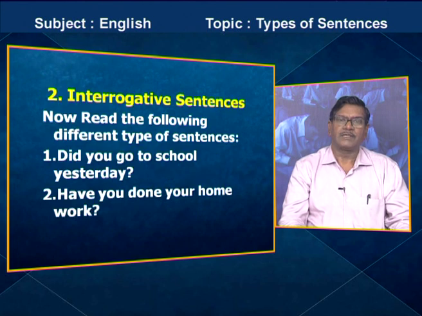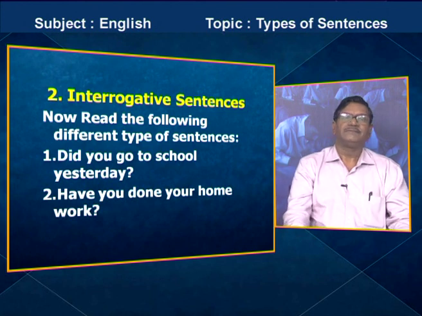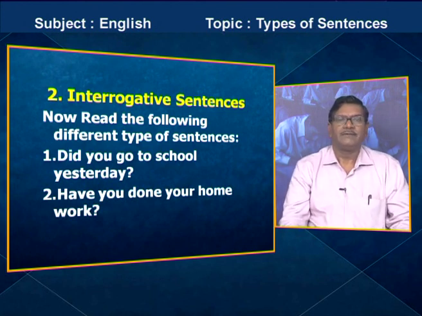Then another type, second type, interrogative sentences. Here again we notice that there are 2 different subcategories. Interrogative sentences are all questions, and among these questions we find 2 varieties. The first variety is, look at the examples 1 and 2. Did you go to school yesterday? Have you done your homework?